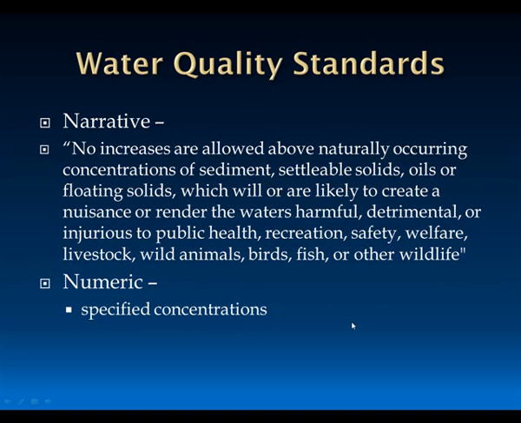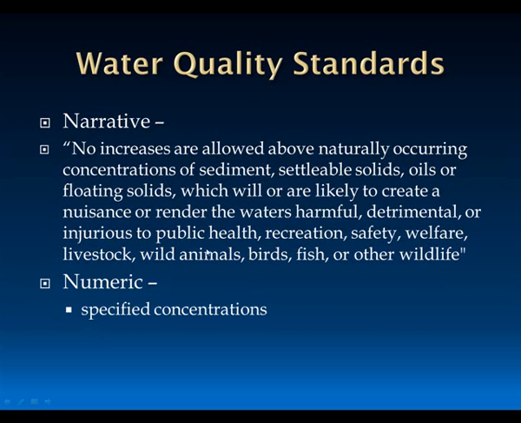So for arsenic, we can't have greater than 10 parts per billion of arsenic in drinking water for humans, or the risk of cancer gets too high. Numeric standards are very convenient for a lot of things because it's cut and dry. We say, okay, you either meet the standards or you don't.